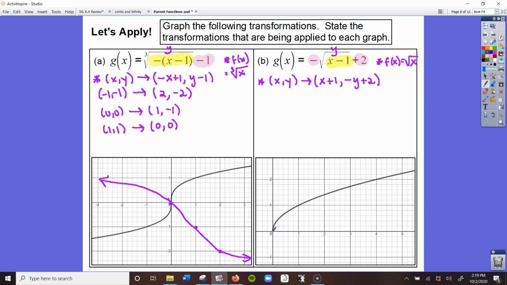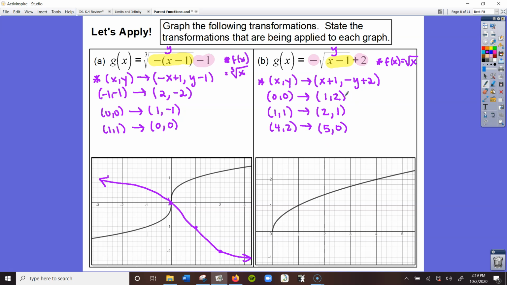My reference points are (0, 0), (1, 1), and (4, 2). And now I'm going to plug in these points into my rules. When I plug in (0, 0), that would give me (1, 2). When I plug in (1, 1), that would give me 2, and then negative 1 plus 2, which is 1. And finally, when I plug in (4, 2), that would give me (5, 0).